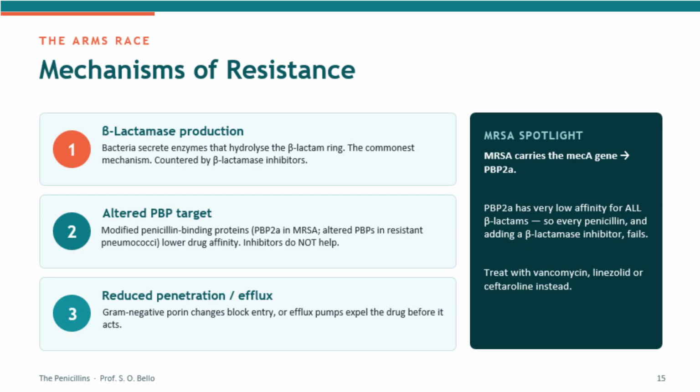The third is reduced access. Gram-negatives can change their porin channels to keep the drug out or pump it back out with efflux pumps. Look at the MRSA spotlight on the right. Because it's high yield, MRSA carries the mecA gene, which makes an altered protein called PBP2a with very low affinity for all beta-lactams. That's why no penicillin, with or without an inhibitor, works against MRSA, and we must switch to agents like vancomycin, linezolid, or ceftaroline.